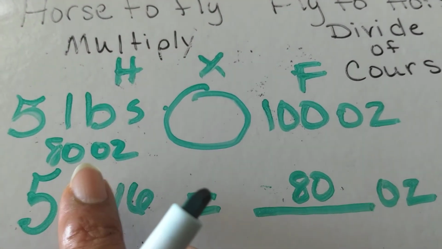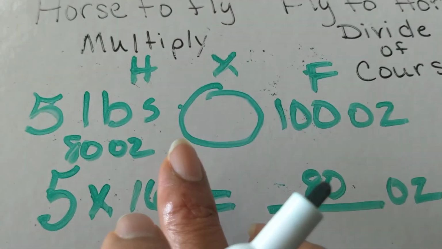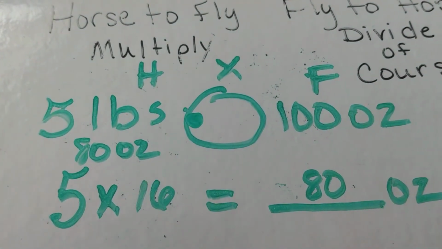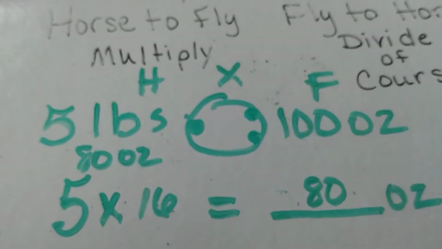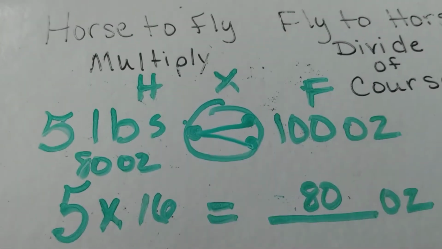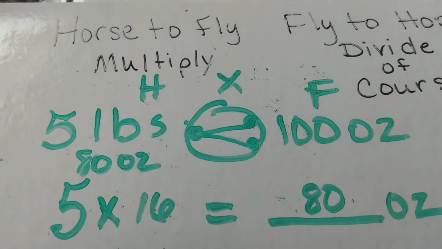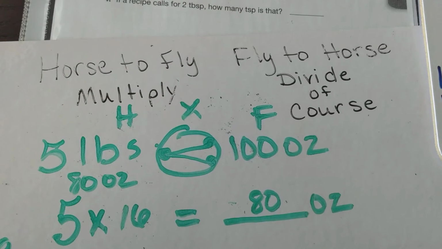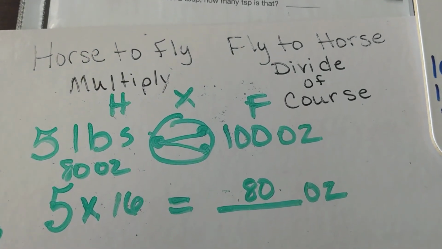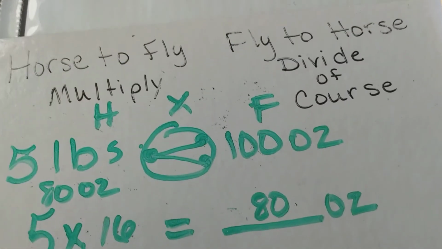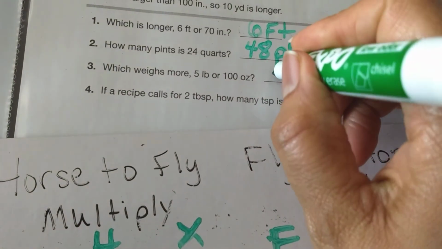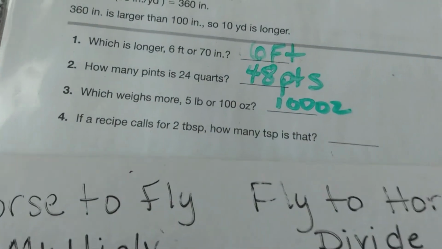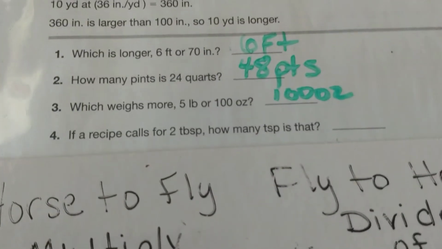So of course 80 is smaller than 100, so let's do our dot method. 80 would get 1 dot, and of course 100 would get 2 dots, the larger number, and we connect the dots. So 5 pounds is less than 100 ounces. So my answer, which weighs more, 5 pounds or 100 ounces? Of course, 100 ounces. So that's my answer to number 4.